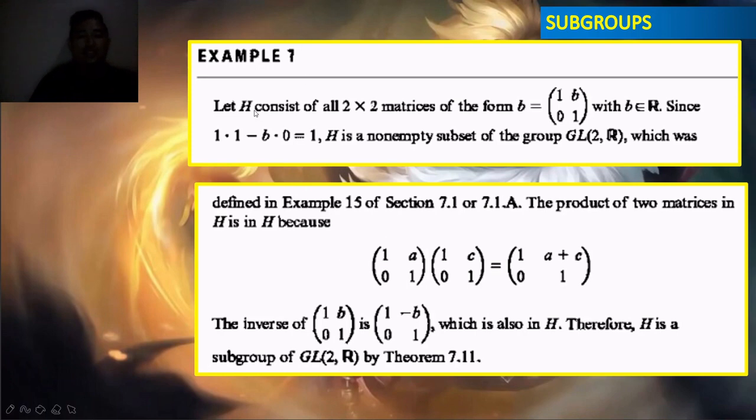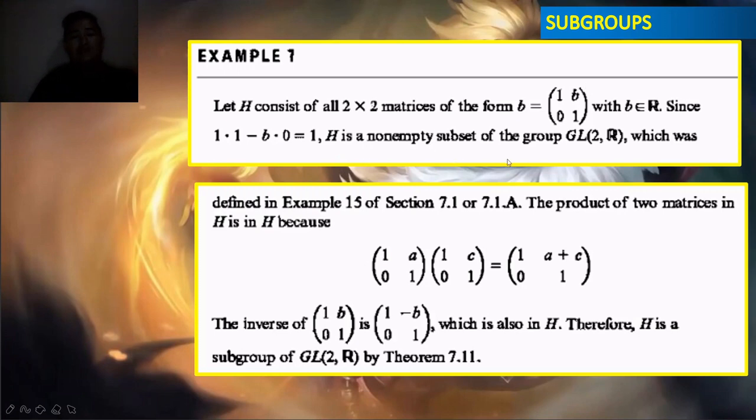Okay, current example: H consists of all 2 by 2 matrices of the form [1, 0; B, 1] with B an element of R. So, ang B kay element man sa set of real numbers. So, lahi-lahi ang B. Pwede siya 2, 1, square root of 2, ana. So, since 1 times 1 minus B times 0 is equal to 1, di siya equal to 0. So, yan ang mga elements sa H.